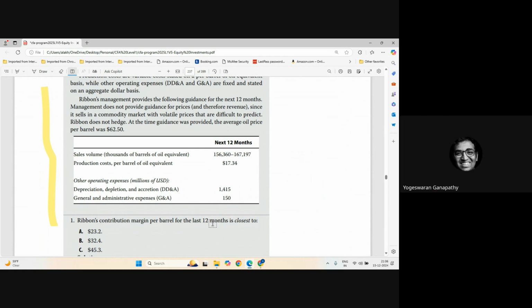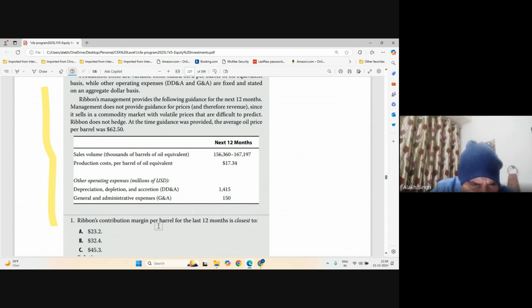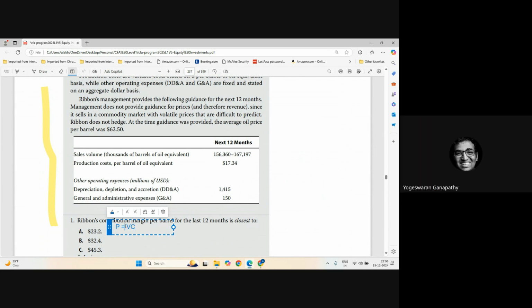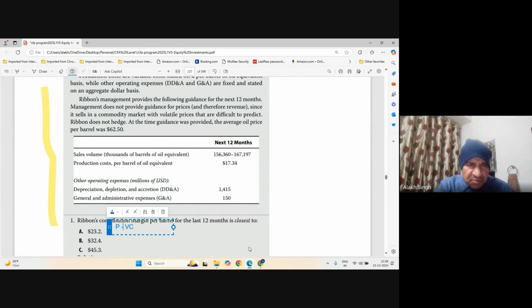Raven's contribution margin per barrel for the last 12 months is closest to. Okay, so let's look at the contribution. Contribution margin means P minus VC. P minus VC. This was our contribution margin.